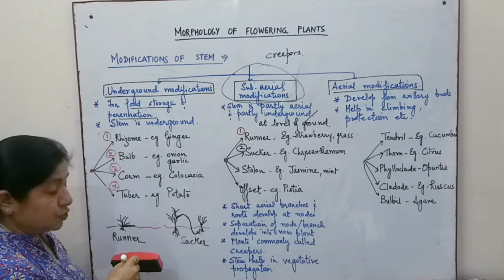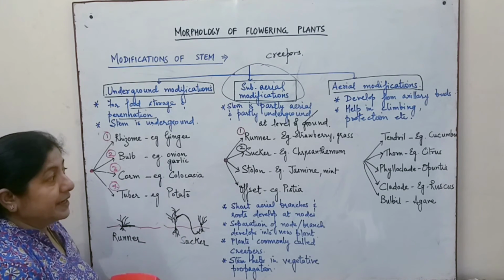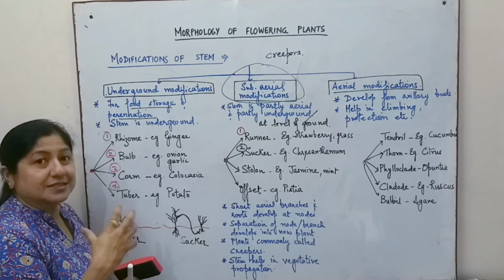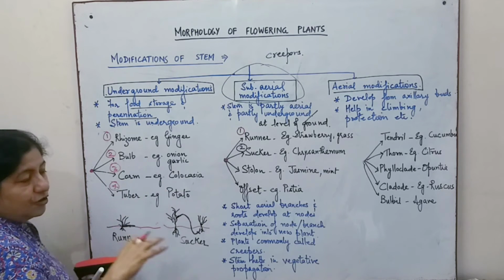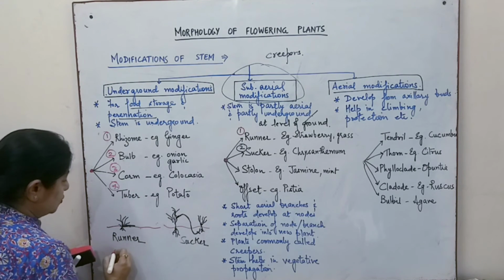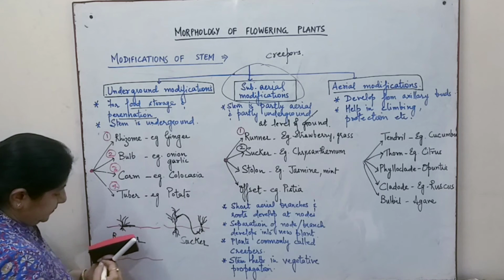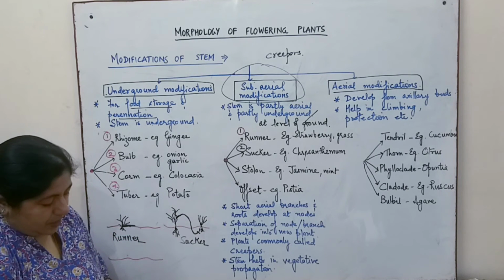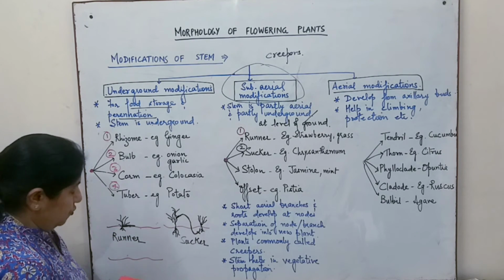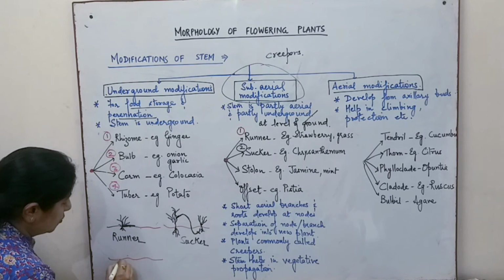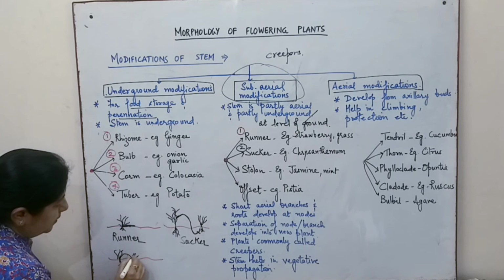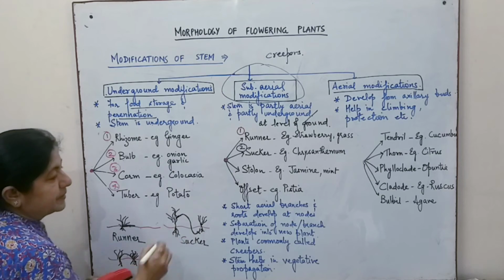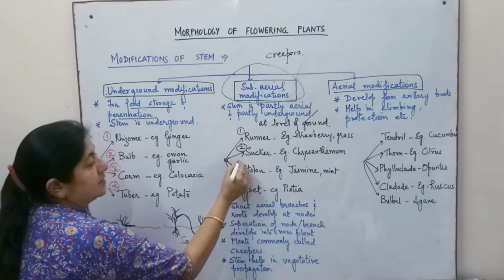Then we have the stolon. The stolon is a plant which goes up for a certain period of time and then it falls, like jasmine and mint. So here this is the soil, the plant grows and the leaves develop, and the new plant is developed from here only. So it does not go deep inside the soil. This is the third type.